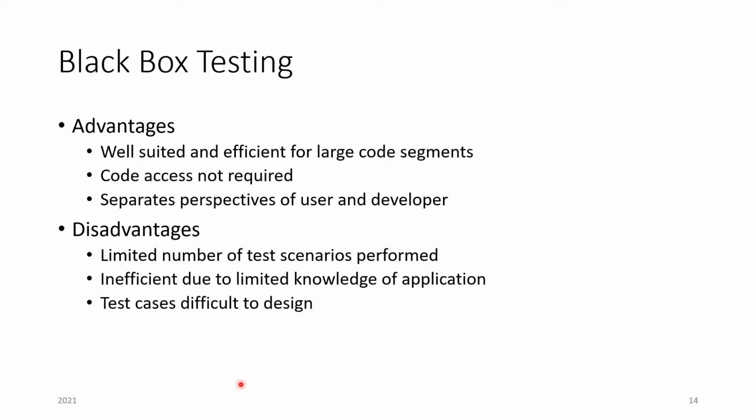The advantage of black box testing is that it's very well suited for large code segments. You don't need access to the code, and you get a different view or experience altogether from the programmer side, being the developer, and the end user side. It may be that your program is running, but for some instance your output isn't very user-friendly. If it's not user-friendly, your end users may not be inclined to use your program at all. So this is an important part of user acceptance testing.